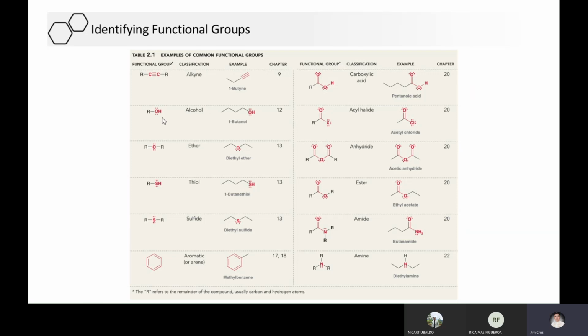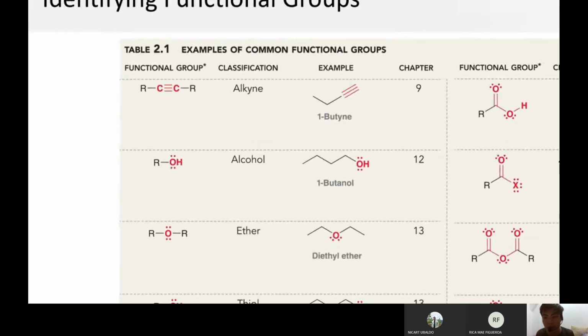Okay, so we're going to identify the functional groups. In organic chemistry, functional groups are important so that we know its classification: when it becomes an alcohol, when it becomes an ether, a thiol, a sulfide, and so on. For this part, you really need to memorize them.